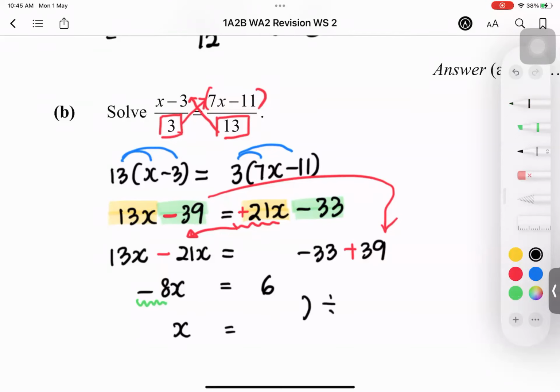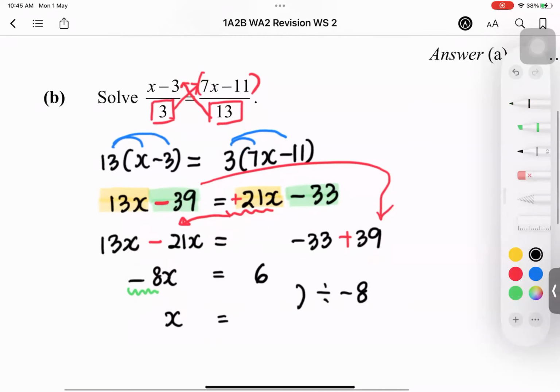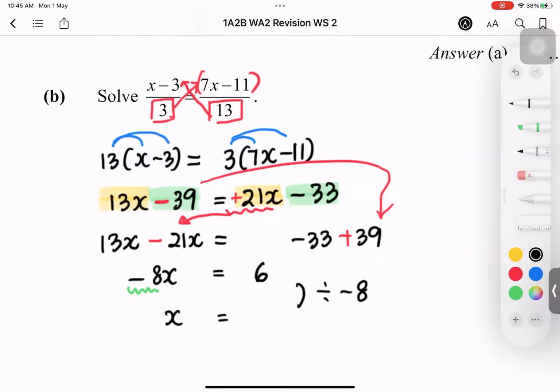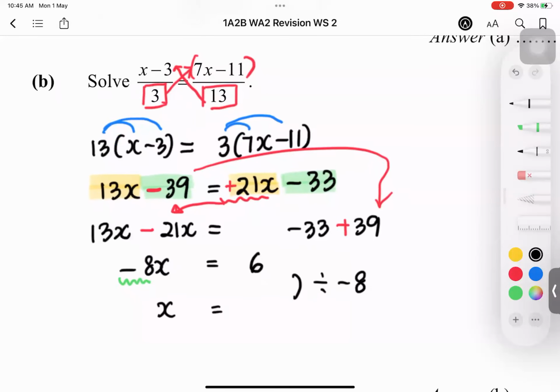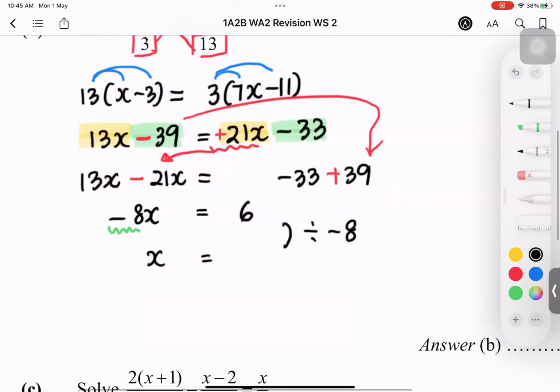Okay, divide by -8. Alia, you need me to explain which part again? You need anything? Just like you put a hand stop sign, right? Okay, no need to explain, or can I move on to the next question already? Okay, good. Okay, thank you.